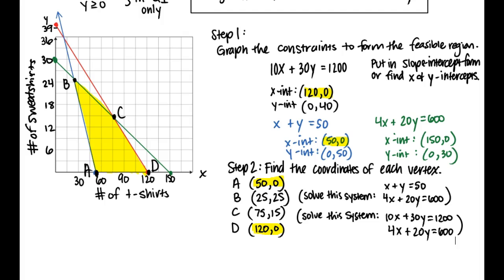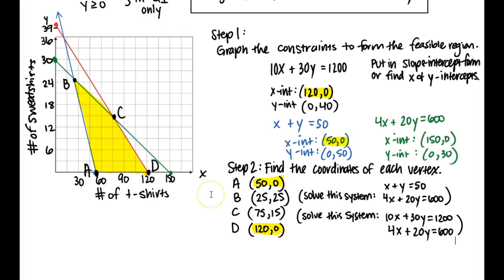So now I have labeled the feasible region with the vertices A, B, C, D. The vertex A is the coordinate (50, 0), and that is just the x-intercept of this equation here in the blue. And the vertex D, the coordinate is (120, 0), and that is also the x-intercept of the other equation, as shown right here.